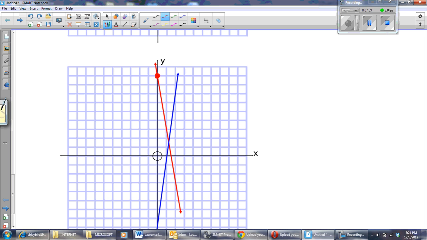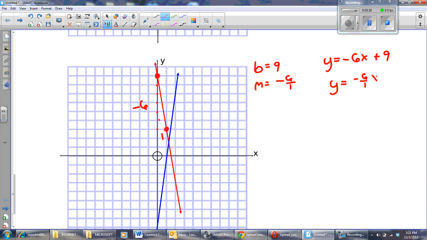I got a point there. Looks like my y-intercept is 9. And it looks like it's also going through that point right there. So I'm going to drop 1, 2, 3, 4, 5, 6. So the rise is going to be -6. The run is going to be 1. So the slope is going to be -6 over 1, or you could just say -6. Means my equation will be y equals -6x plus 9. Or you could have given y equals -6 over 1x plus 9. I'll take either answer.